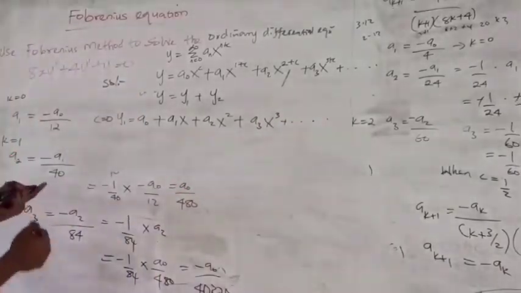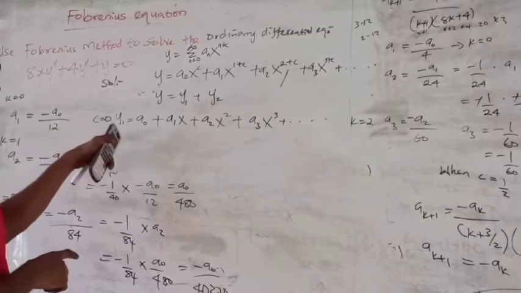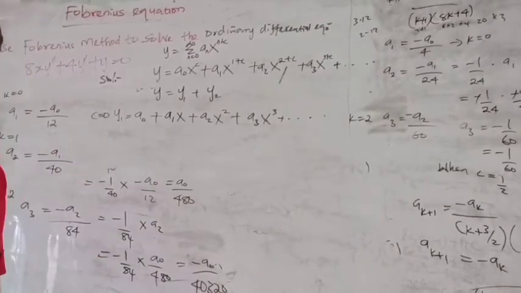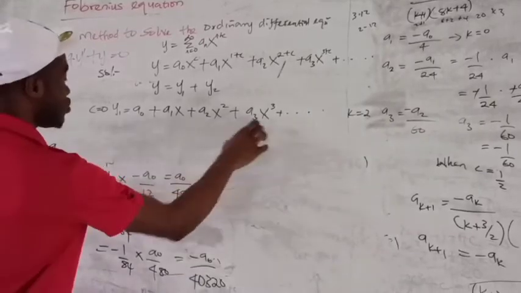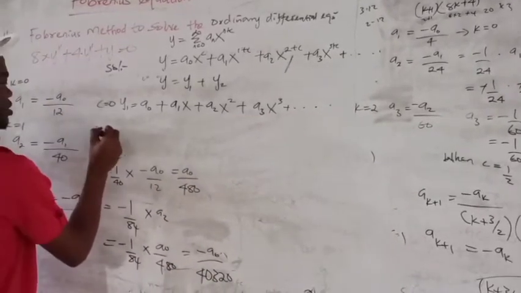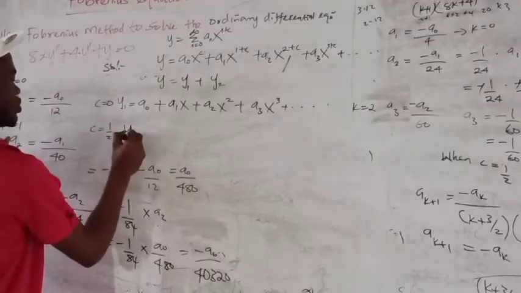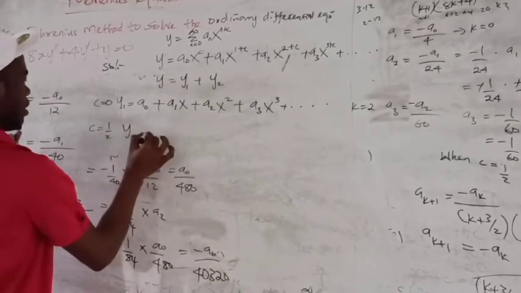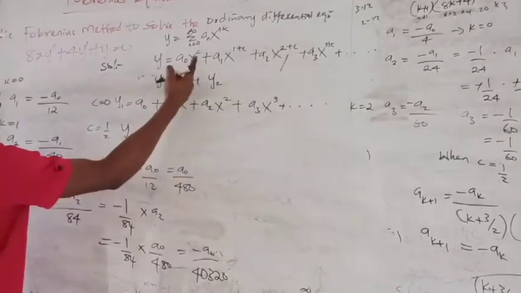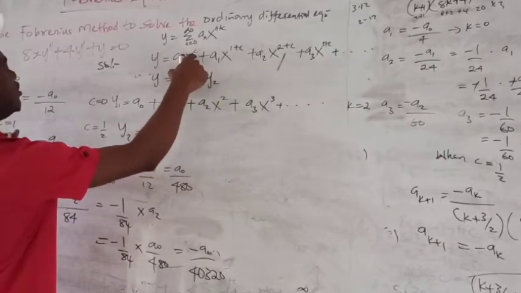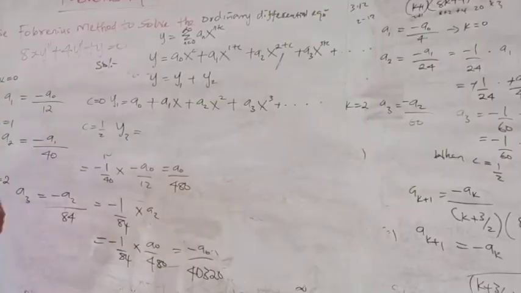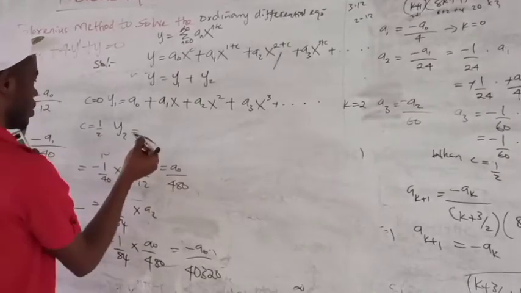This is for when c is equal to 0. So that is for your first solution. Now, when c is equal to 1/2, let's call that our y2. So our y2, let's go back here again. We know that c is already equal to 1/2.